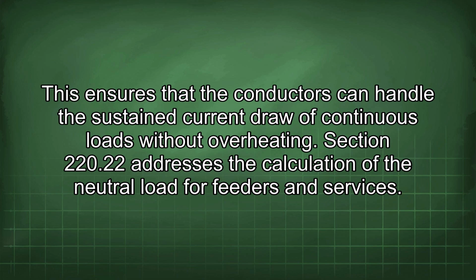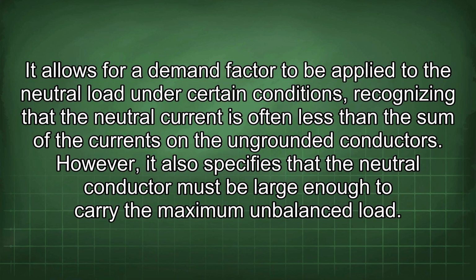Section 220.22 addresses the calculation of the neutral load for feeders and services. It allows for a demand factor to be applied to the neutral load under certain conditions, recognizing that the neutral current is often less than the sum of the currents on the ungrounded conductors. However, it also specifies that the neutral conductor must be large enough to carry the maximum unbalanced load.